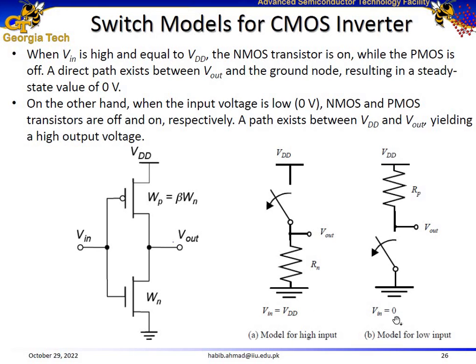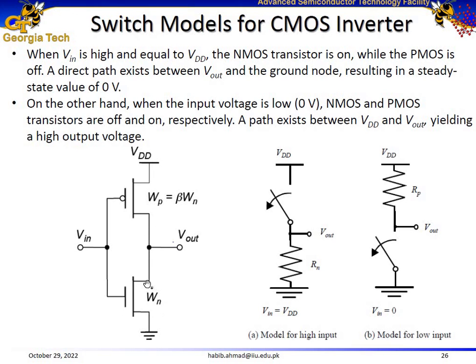Now, if the input is low, Vin is equal to 0, model for low input. If the input is low, this transistor, the NMOS, or the pull down transistor is going to be in cutoff, and the pull up transistor is going to conduct. So this transistor is on. So Vout is connected to VDD, but via the channel resistance, through a certain resistance, and we call this resistance RP. Vout is connected to VDD via RP. So this is the model for low input for the CMOS inverter.